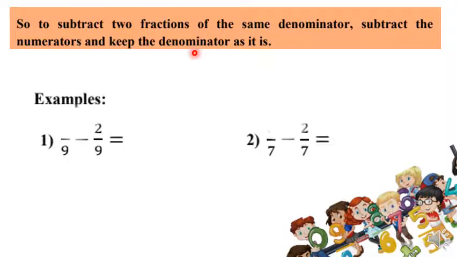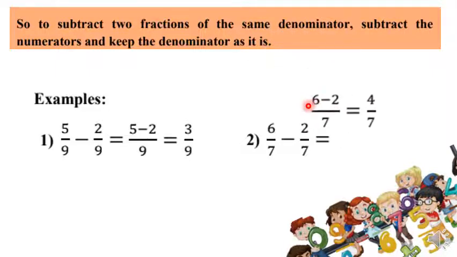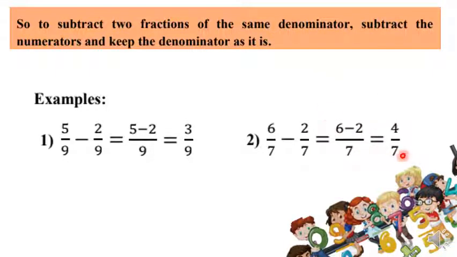Let's take more examples. Example number 1, 5 over 9 minus 2 over 9. They have the same denominator, so we subtract the numerators. 5 minus 2 over, keep the same denominator, which will give me 3 over 9. The second example, 6 over 7 minus 2 over 7. They have the same denominator, so we subtract the numerators. 6 minus 2, it's 4, and keep the same denominator, which is 7.